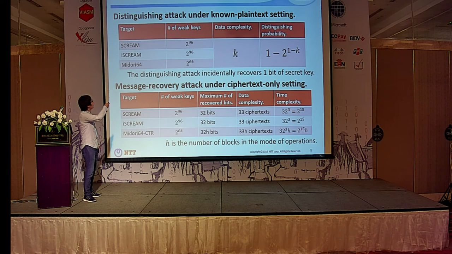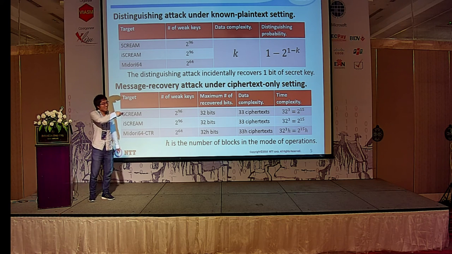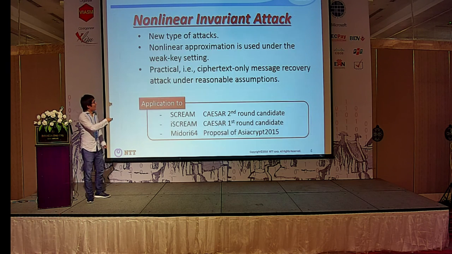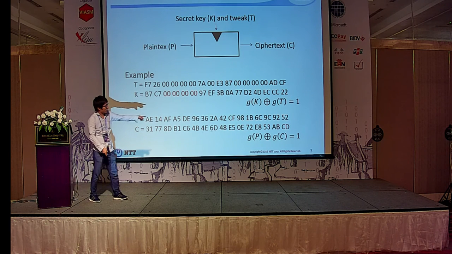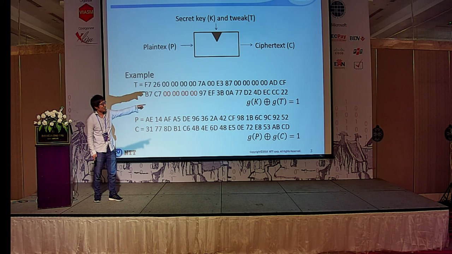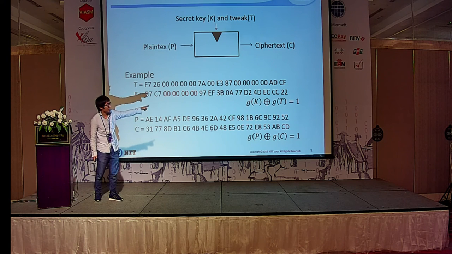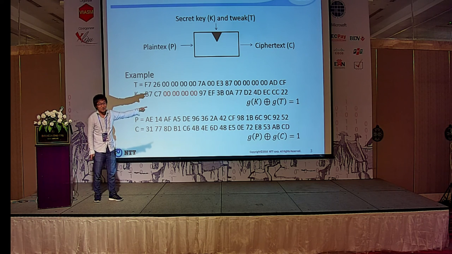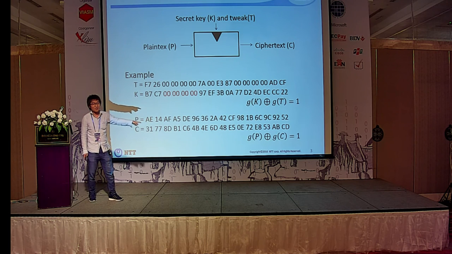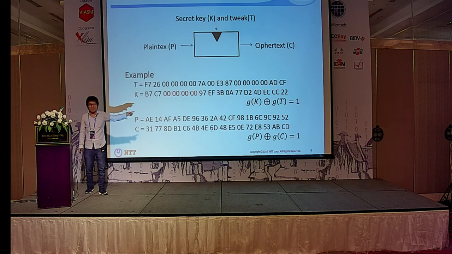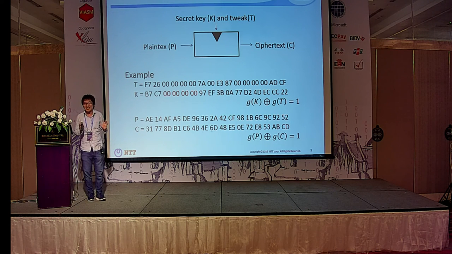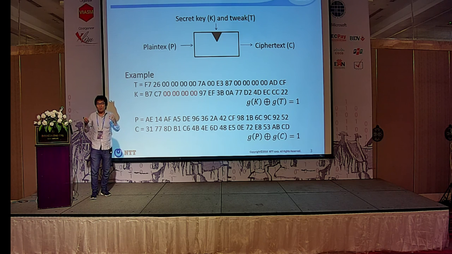In the distinguishing version, actually, we can recover one bit of the secret key. Because G of P plus G of P' plus G of C is equal to G of T plus G of K plus G of T'. And T is public, and P and C are public. So we can recover G of K. And this information is only one bit. I don't have any idea how to recover more than one bit.